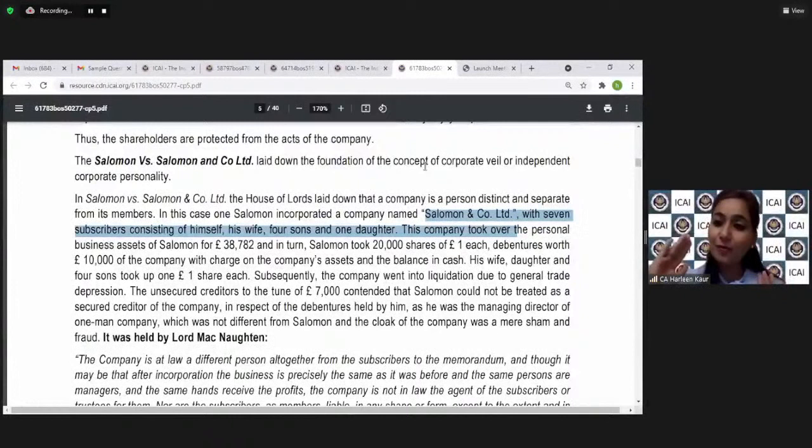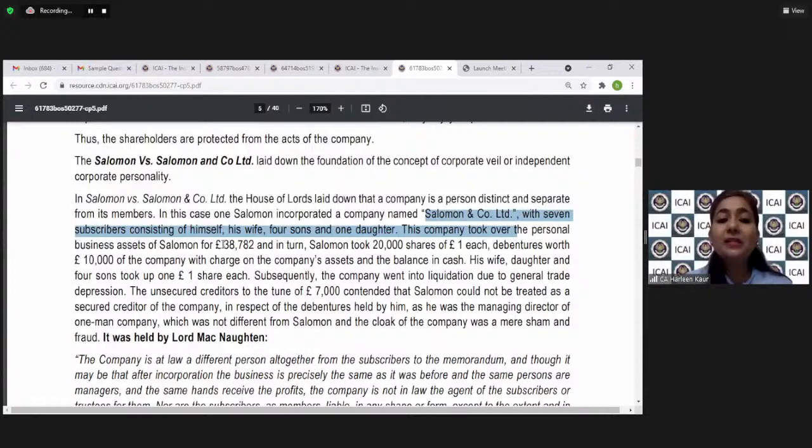Whatever information I am putting in your mind right now, keep only that much, don't go beyond it, slowly all points will become clear. So Mr. Salomon created Salomon and Company Limited with 7 members. Who were the 7 members? Himself, his wife, 4 sons, and 1 daughter. So do the maths calculation, it will be 7.